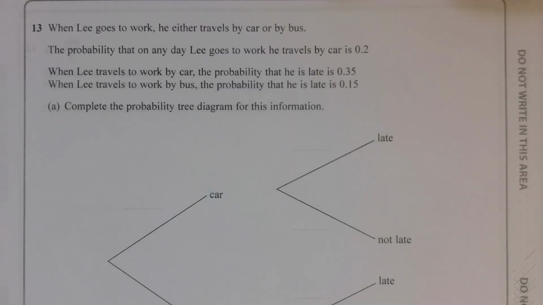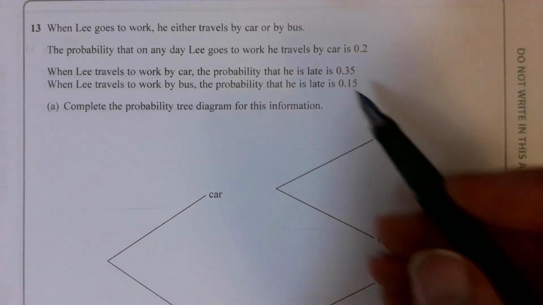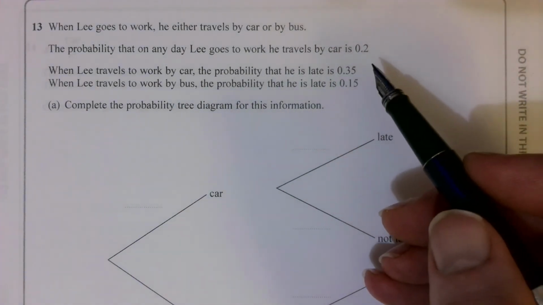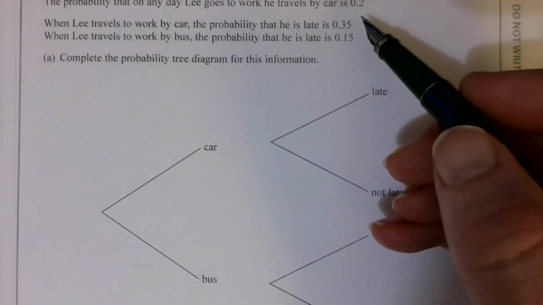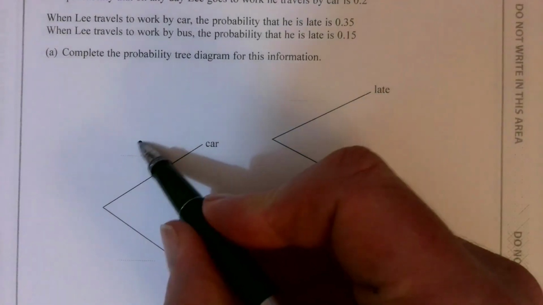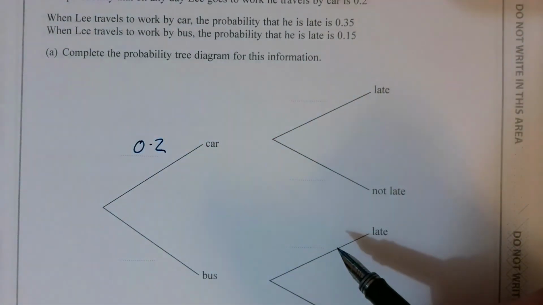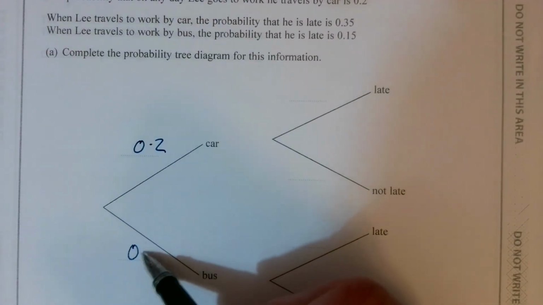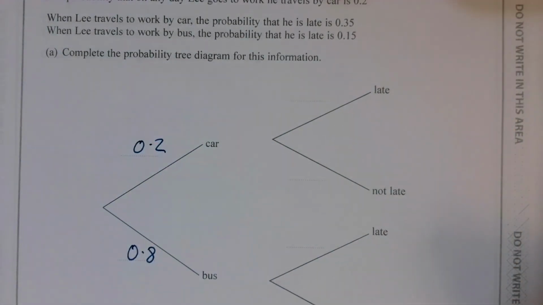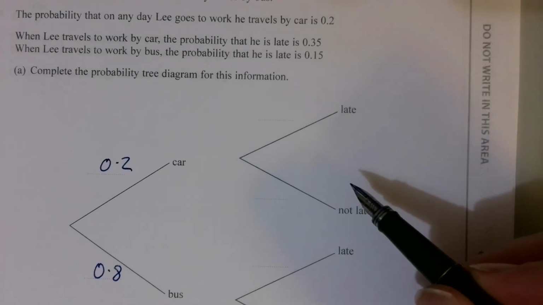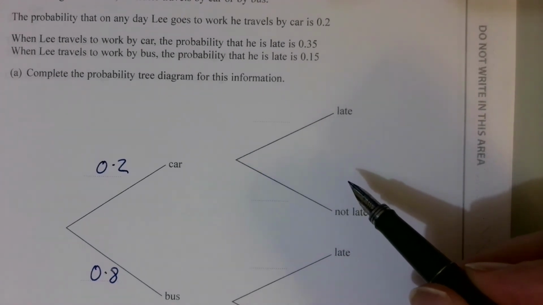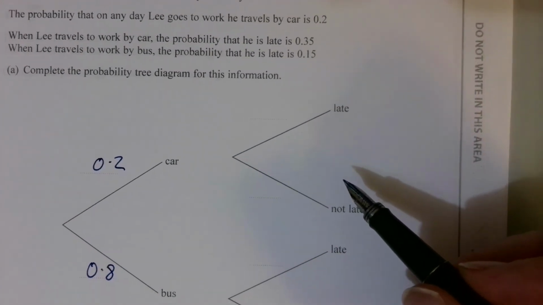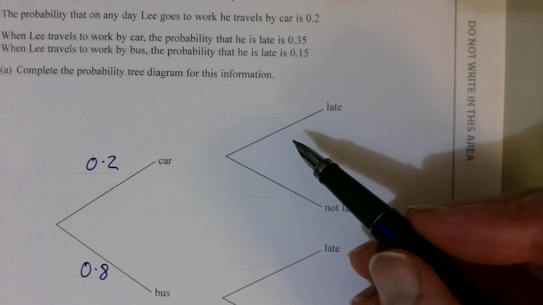Okay, now I think these are easy. They're rated high, but they're not actually that difficult. So filling in everything that we can. On any day, the probability he goes by car is 0.2. And he's either going by car or bus. So they've got to add up to 1. So this must be 0.8. Now there's 2 marks for getting all of these right. If you get 1 wrong, it's 1 mark.